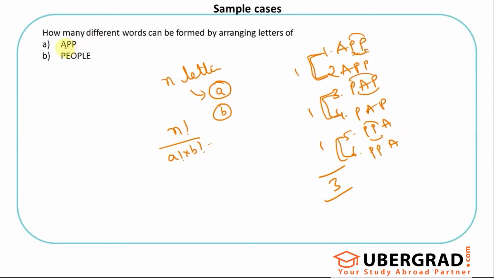Similarly, let's take this example to explain this. APP is a 3-letter word. A is occurring once, so I don't do anything. P is occurring twice, so I need to divide by 2 factorial. The answer is 3 factorial by 2 factorial, which is 3. That's what we got.